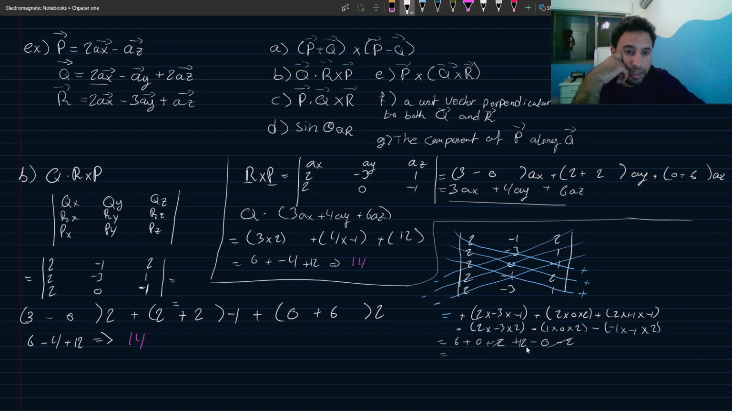I don't know how to do basic math. 6 minus 2 is 4. Minus 2 is 2. Plus 12, that is 14. So we had one mistake, but we solved it, and the answer is also 14, which is the same 14 here, which is the same as this 14.